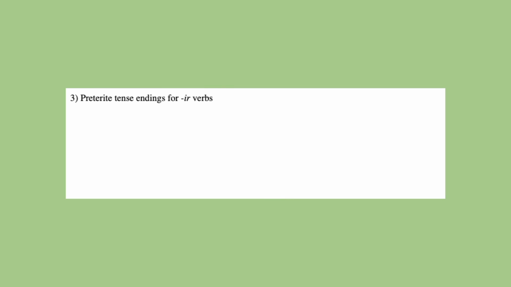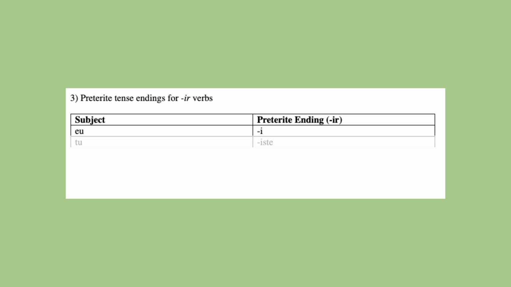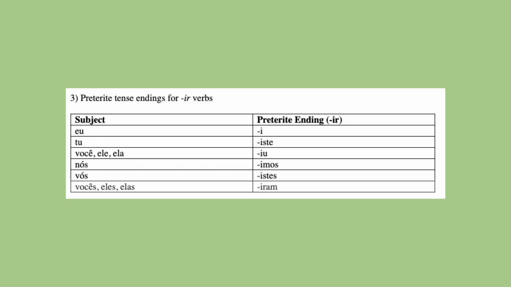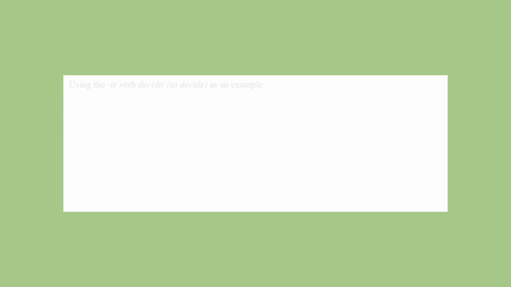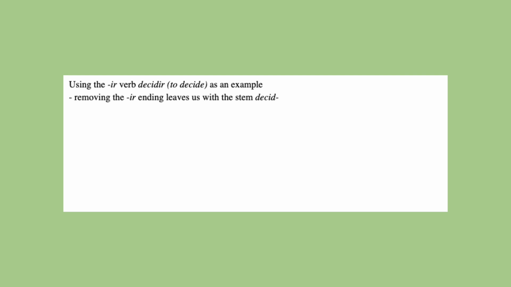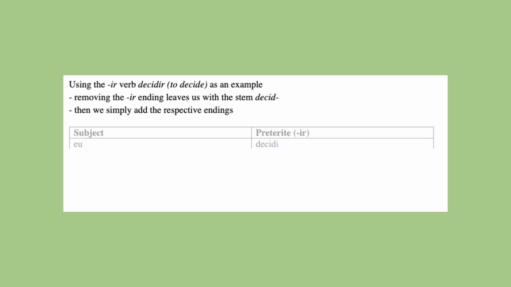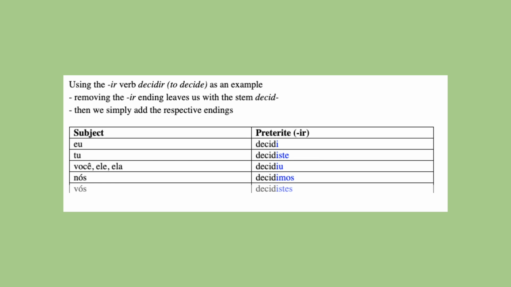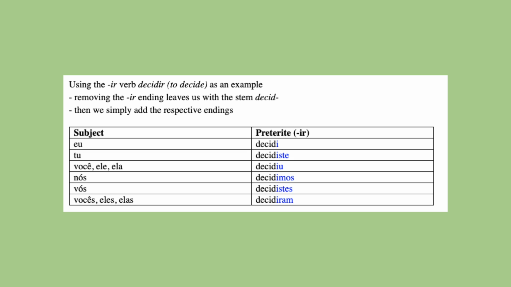The preterite endings for IR verbs are i, iste, iu, imos, istes, iram. For the verb decidir, we remove the IR ending, giving us the stem decid, and to this we add the respective preterite endings afterwards. Decidi, decidiste, decidiu, decidimos, decidistes, decidiram.